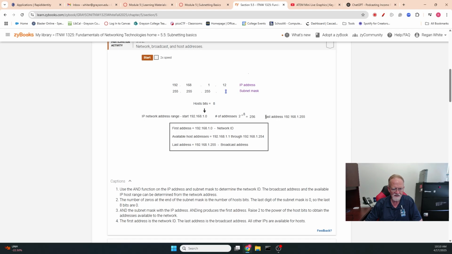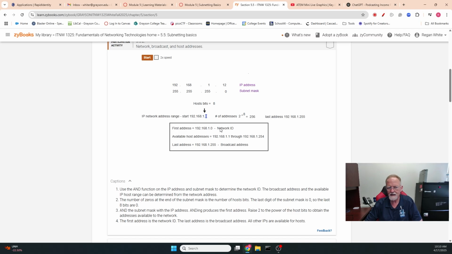So that means the last address in the /24 subnet is going to be 192.168.1.255. Now, why is it not 256? Well, because we start counting at 0. So from 0 to 255 is actually 256 numbers, or addresses in this case. So the first address would be 192.168.0.